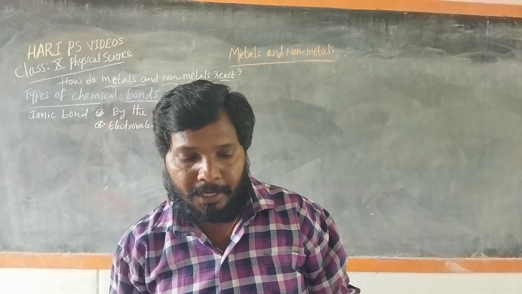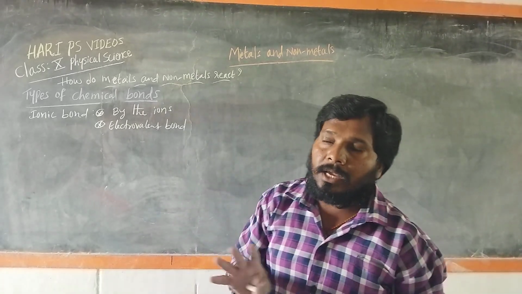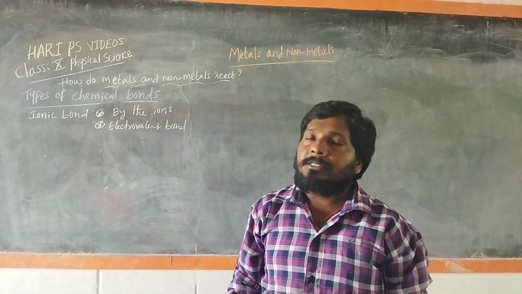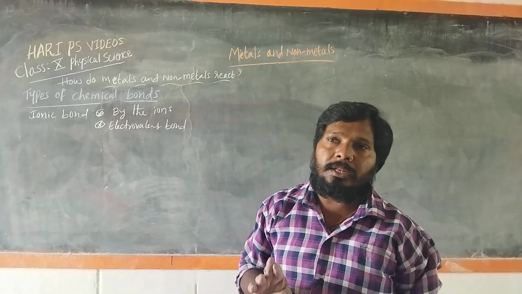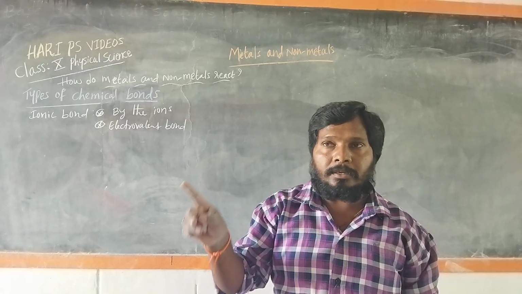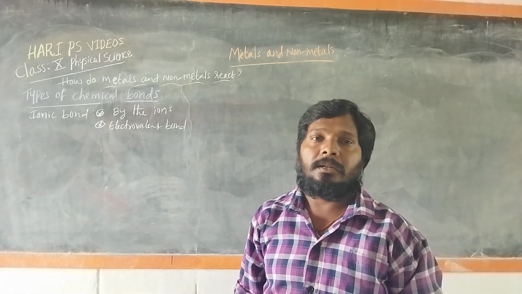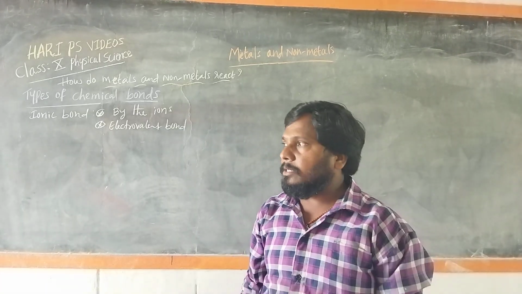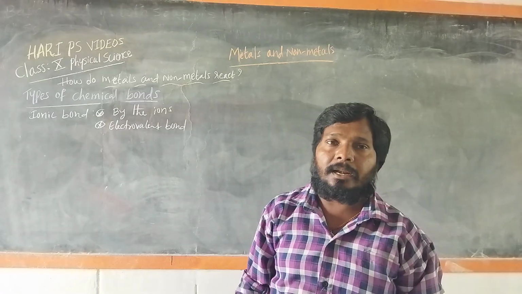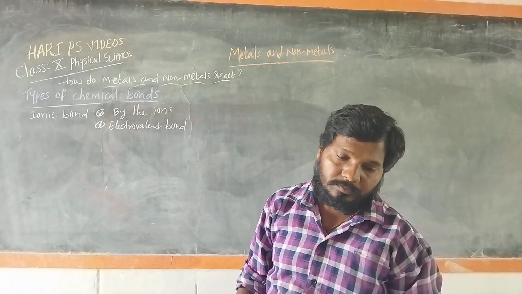Ionic compounds are made up of ions. This ionic bond is formed by transfer of electrons from one element to another element. One element is a metal and the other element is a non-metal. So let's take some examples for understanding the ionic bond.